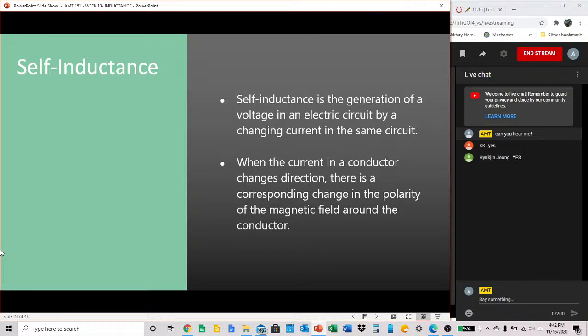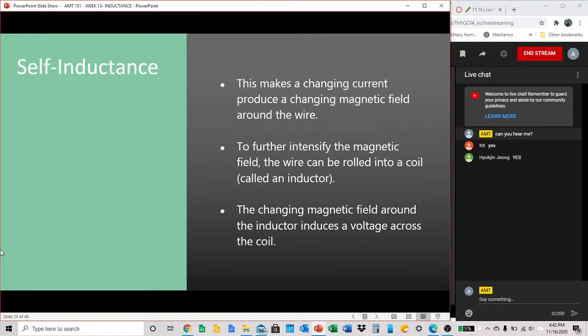Self-inductance is the generation of a voltage in an electric circuit by a changing current in the same circuit. When the current in a conductor changes direction, there is a corresponding change in the polarity of the magnetic field around the conductor. Okay, change in polarity. This makes a changing current produce a changing magnetic field around the wire.